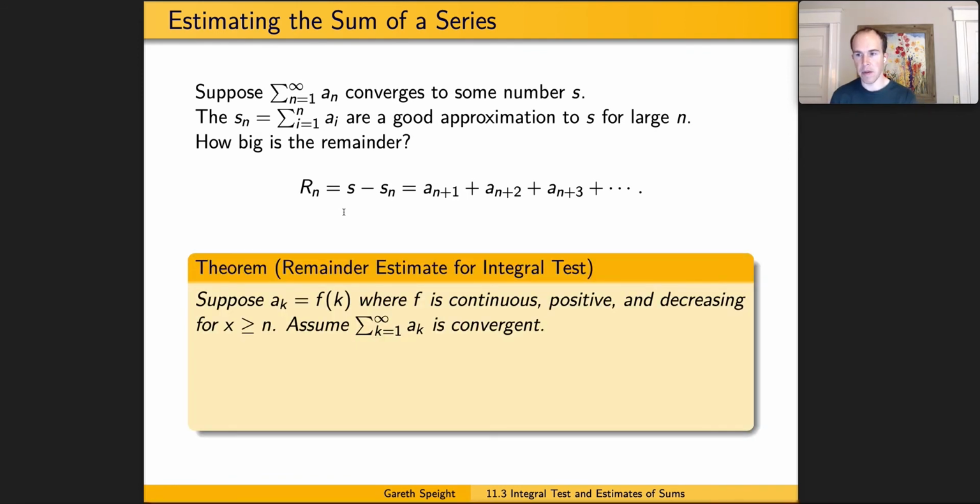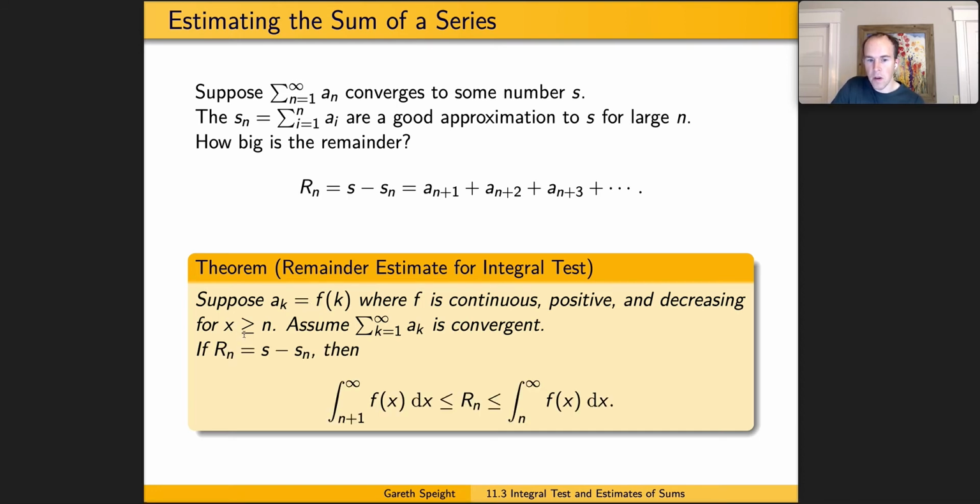So there is a remainder estimate based on the integral test, based on interpreting these things as sums of areas of rectangles and comparing to areas under the curve. So basically we're saying, suppose we have a sum of a_k which converges, and the reason that it converges pretty much comes from the integral test. So the terms come from a function which is continuous, positive, and decreasing, at least for x bigger than or equal to n. Then we can have this estimate for the remainder. We can say the remainder Rn is less than the integral from n to infinity of f(x) dx. There is also an estimate from below. It's bigger than the integral from n plus 1 to infinity of f(x).